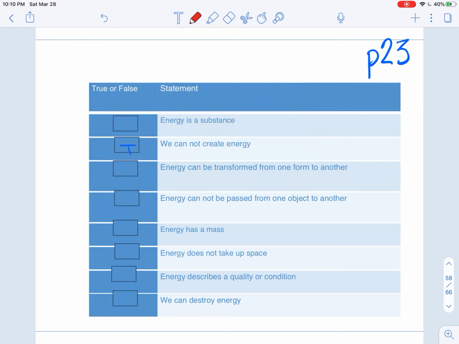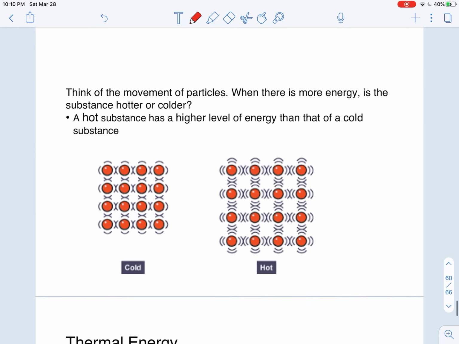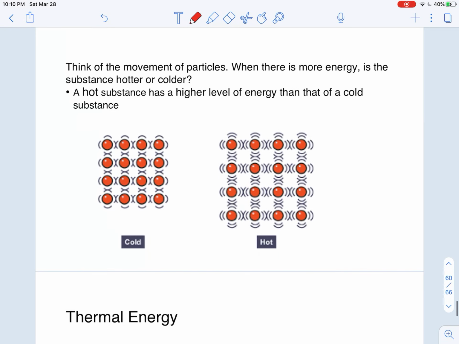We cannot create energy. That one is true. Energy can be transformed from one type to another type. So that one is true. And we'll make that a check mark. And the other true statement is energy does not take up any space. So if you had picked those, excellent job. And the other ones were false.